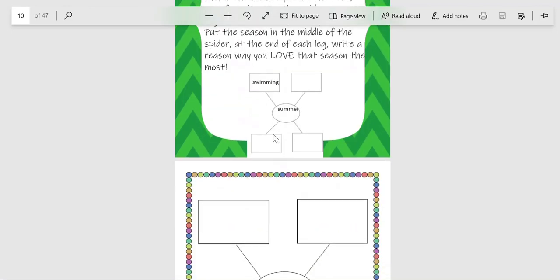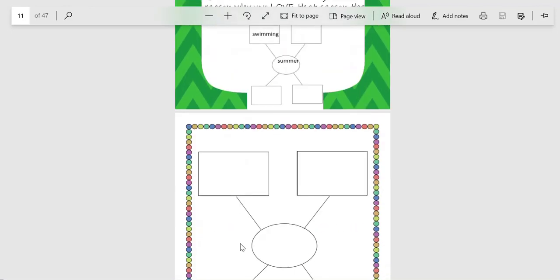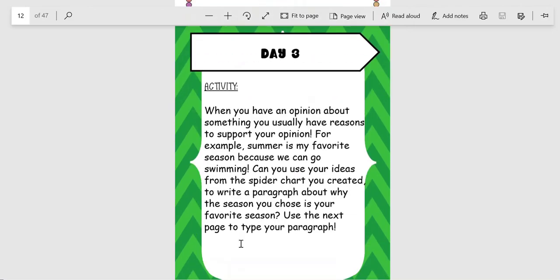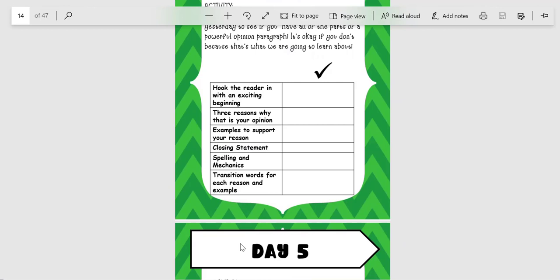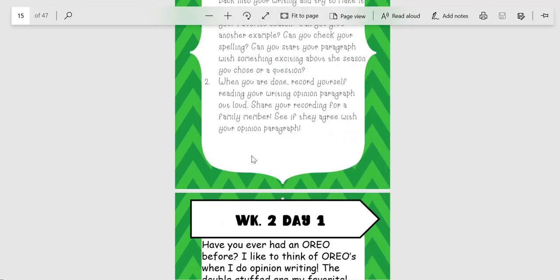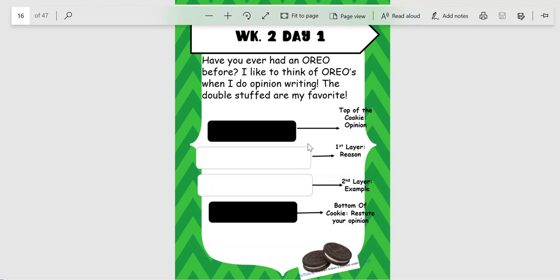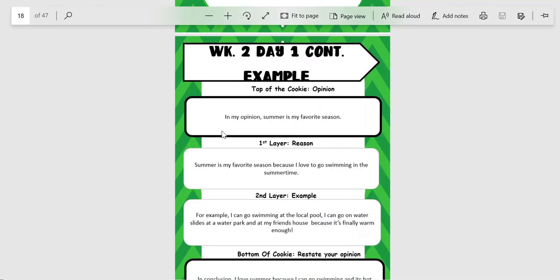And then they're going to be connecting that to their own opinion, favorite season, utilizing this graphic organizer to put in reasons. And just really hitting home, like when you have an opinion about something, you need to support it with detail. So they're going to be learning about how to write 3 reasons to support your opinion, closing statements, examples, spelling, all that good stuff. So like I mentioned before, they're utilizing the Oreo strategy, opinion, reason, example, restating your opinion. So that's going to be kind of going throughout.